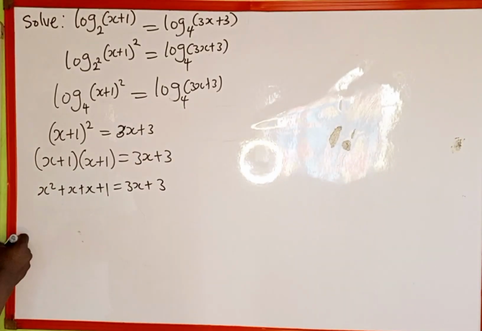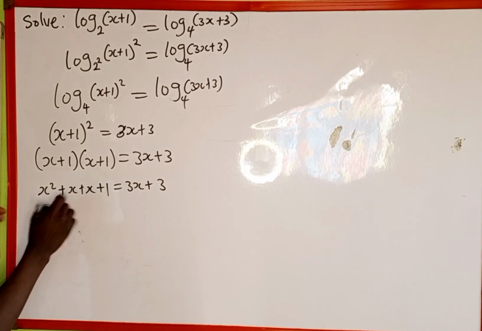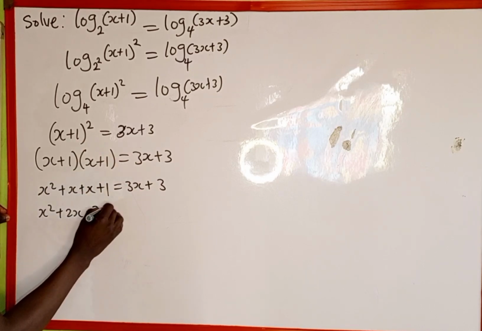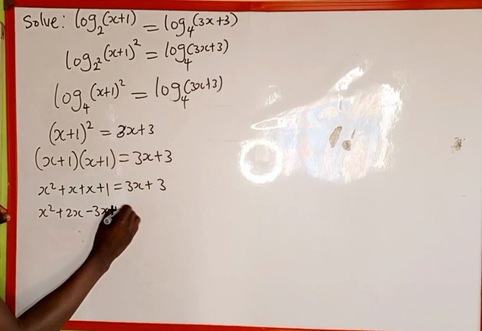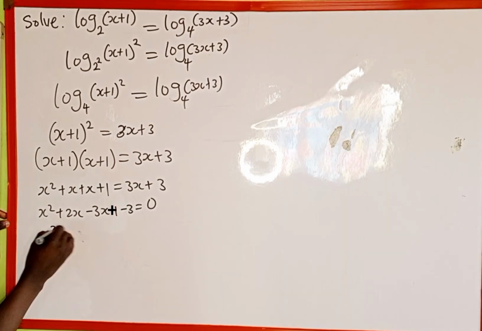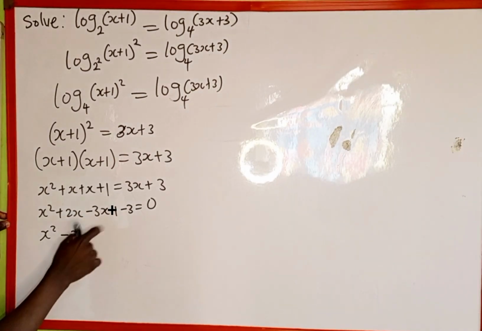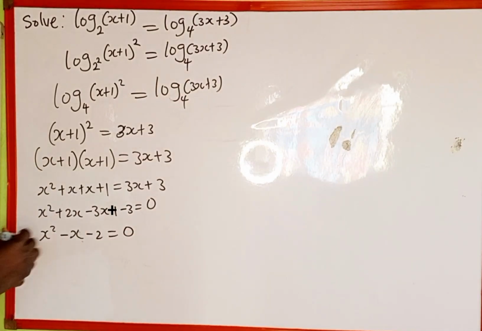So the next thing we are going to do is to combine the like terms. We have x to power 2 here. x plus x is going to give us 2x. And when we take this 3x to this side, it's going to change to negative 3x. Then we have 1 here. And when we take this 3 to the other side, it's going to be a negative 3, which is equal to 0. Now we have x squared. 2x minus 3x is going to give us minus 1x. Then 1 minus 3 is going to give us minus 2, which is going to be equal to 0.